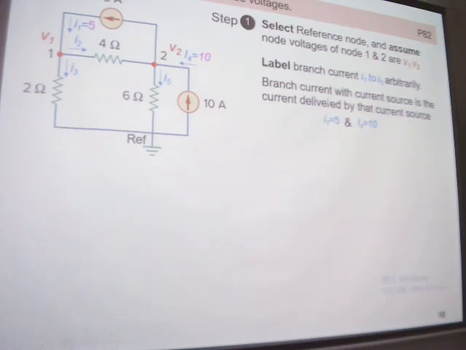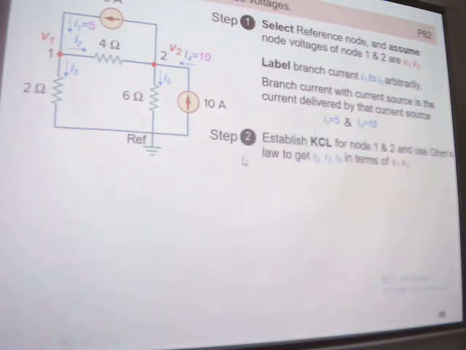And then the branch current with a current source is the current delivered by the current source. Our I1 is 5 because on this branch we just have the current source inside. So we know the current value is equal to the current source value. For this one it is the same. We already get the value of I4 because the current source is 10 ampere, right?